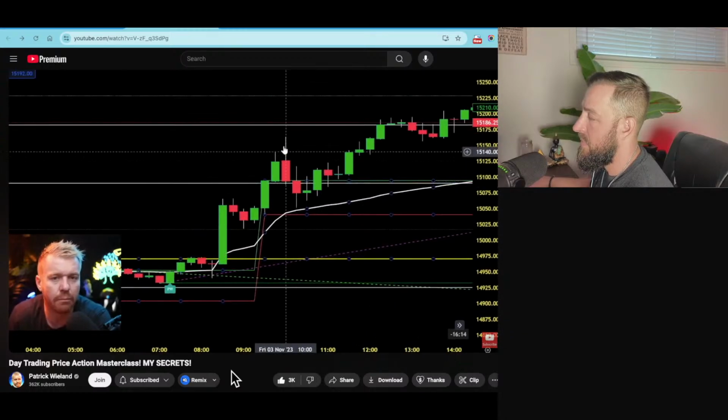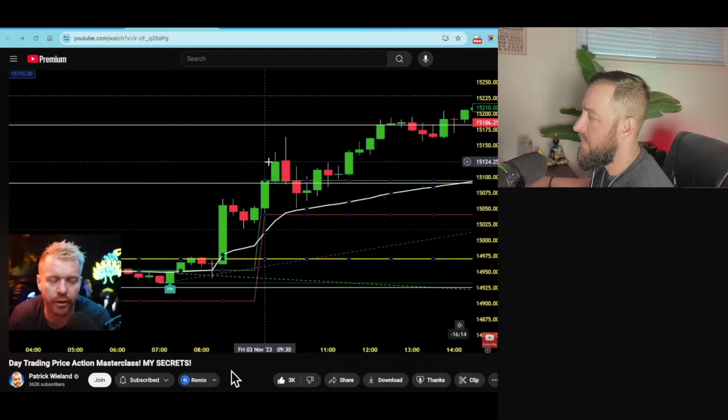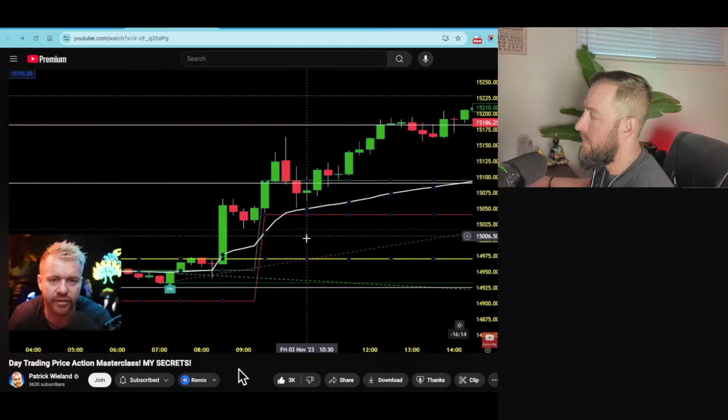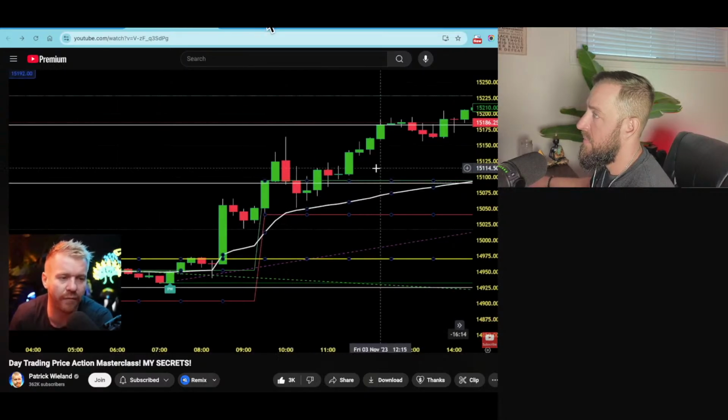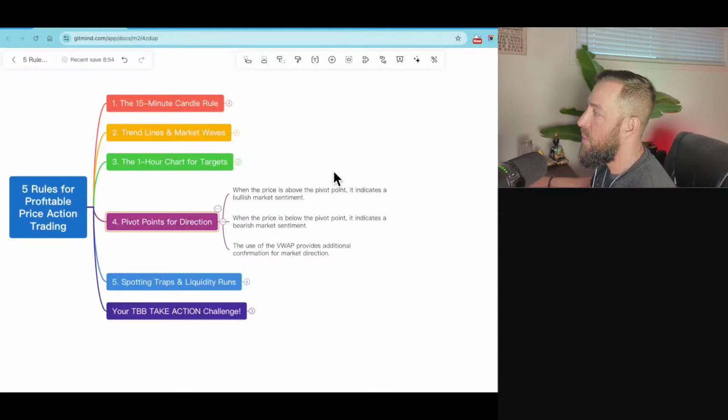If we pull back to a pivot point, we turn it into support, well, then we're bullish. If we pull back and we get through that pivot point and we can't stay above it, well, then we're bearish. So that's the rule for pivot points. When the price is above the pivot point, it indicates bullishness. When the price is below it, it indicates bearishness.